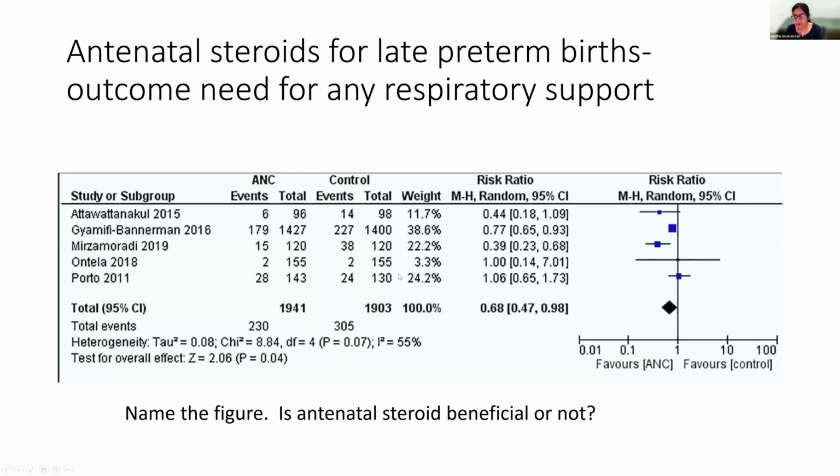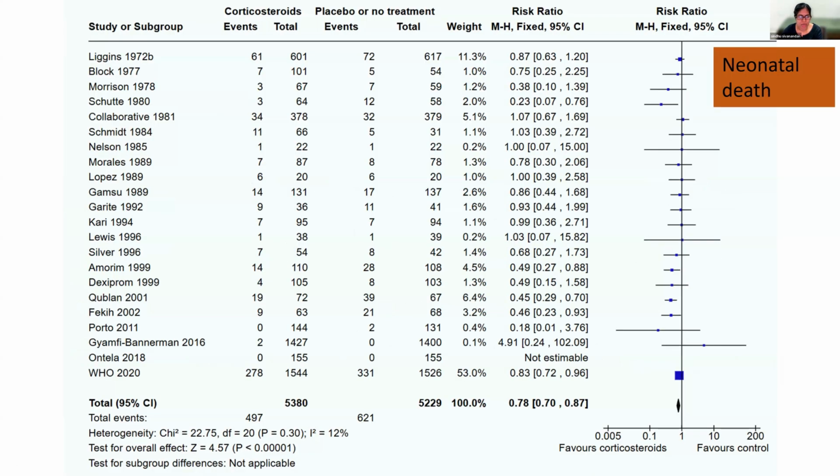So when you give antenatal steroids to late preterm birth, you can have a reduction in any respiratory support from 53% to just 2%. So whether to take it or not is up to the clinician. So I think with this, these are the things that I had used to cover the statistics part. But if there are any questions, I will take up the questions and then explain.